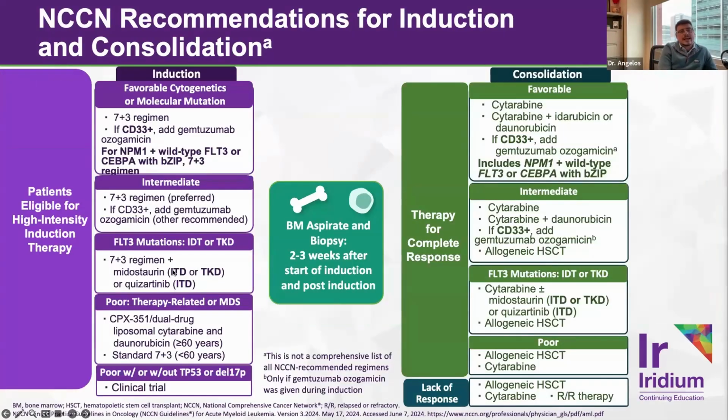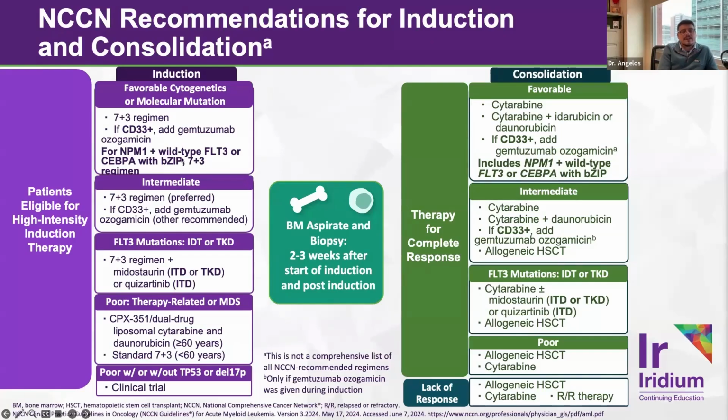So we went through this last time. This is, again, just the NCCN recommendations here for induction and then consolidation. As a reminder here, the key parts are that you really have to be able to discern whether or not a patient has favorable risk cytogenetics per 2022 criteria.